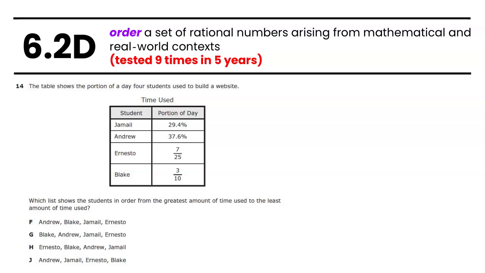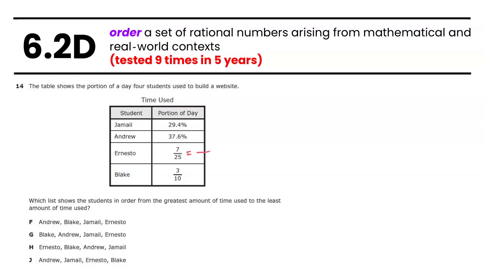In this real-world context, we're given 4 portions that a student used to build a website, 4 portions of a day. And so what we notice is that the first 2 numbers are in percents, and the last 2 numbers are in fractions, but they are fractions that can easily be converted to percents.